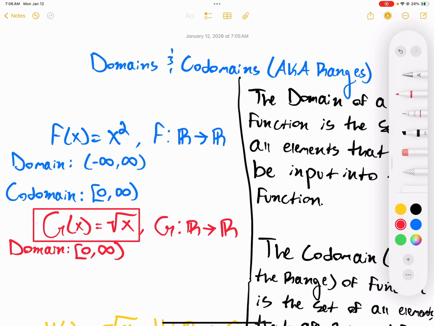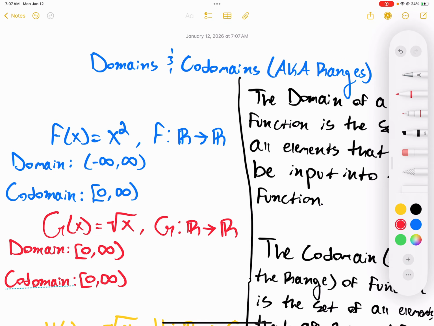And so our codomain is going to be all the non-negative numbers, which is all the numbers from 0 to infinity.